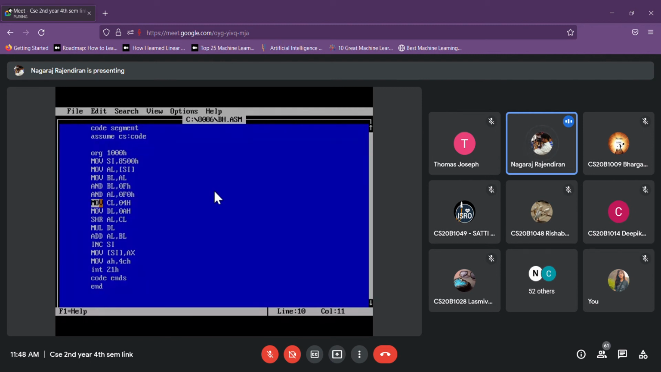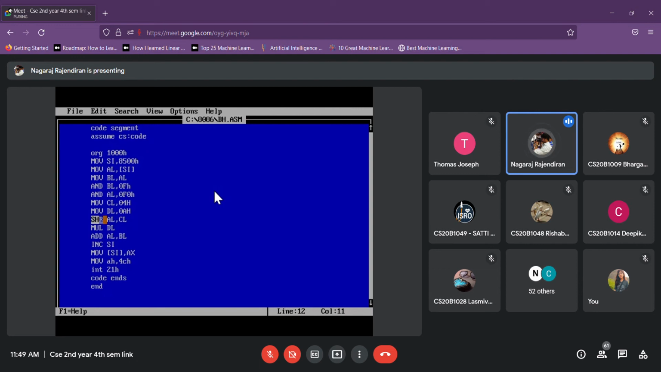Then MOV CL, 04, just a data transfer operation. Now CL contains 04. Then we need to move the content 0A to DL, so DL is equal to 0A. And then SHR.